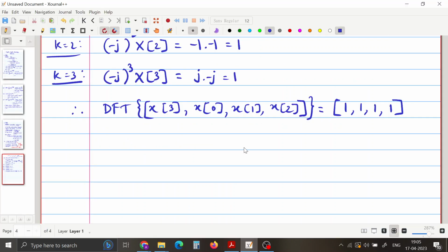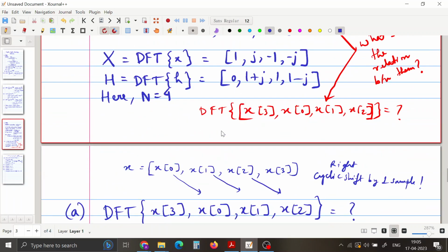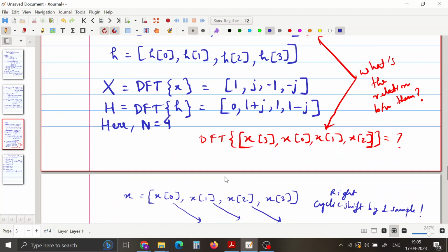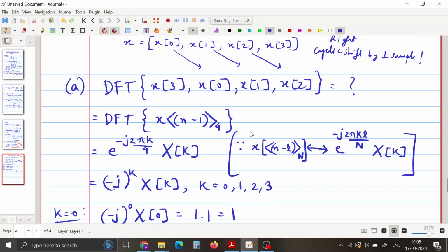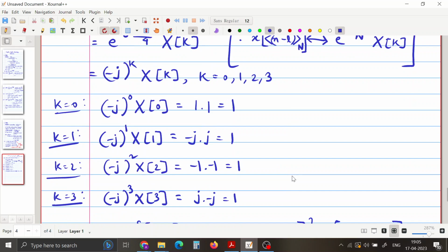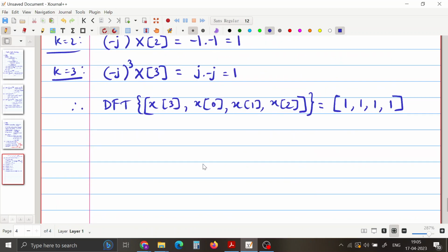All we did was make an observation carefully that the given sequence is nothing but a right cyclic shift of the original sequence, and then we use that shifting property of DFT, that's it. So part A is done.